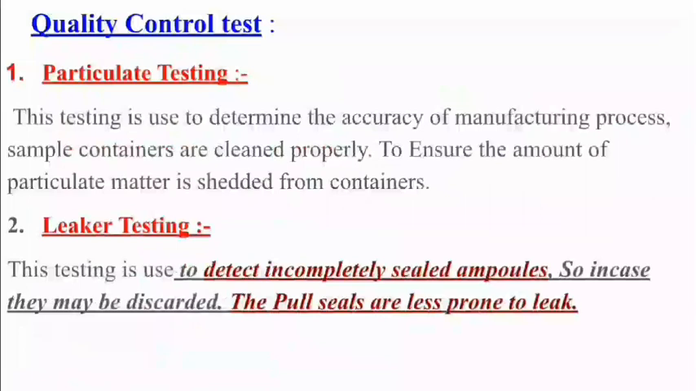Now let us see what quality control testing is. Quality control testing is done to determine essential operations to eliminate unwanted and unsuitable materials to give productive effects. Now let us see particulate testing. Particulate testing is used to determine the accuracy of a manufacturing process. Sample containers are kept clean and properly used to ensure the amount of particulate matter shed from the containers. It is also used to ensure safety and to establish active formulations to get better results.